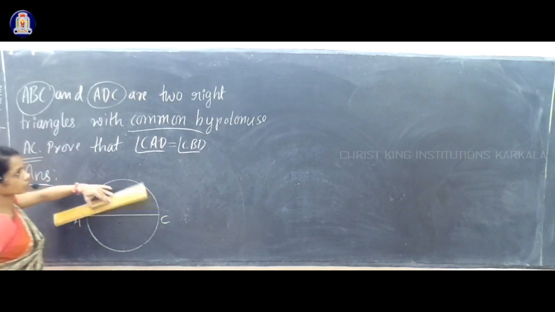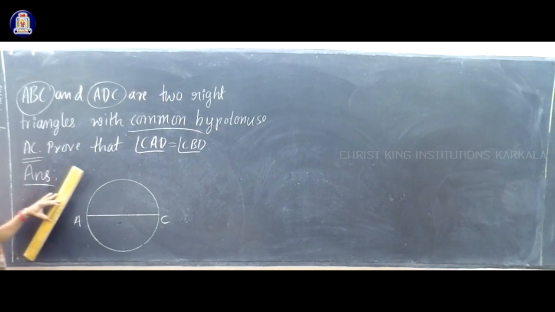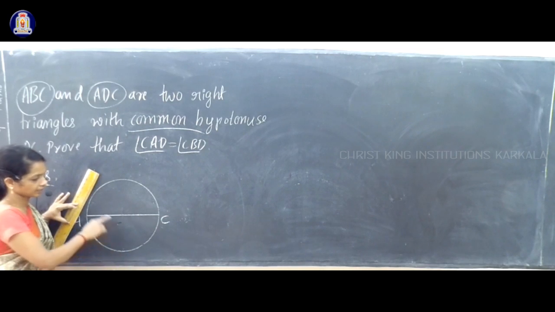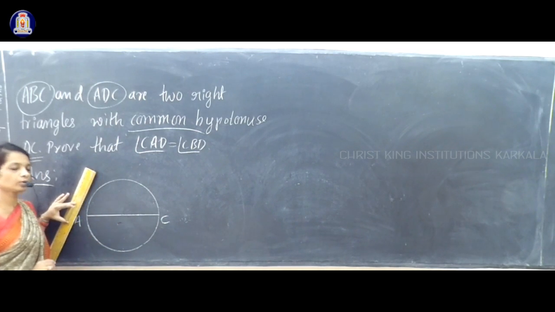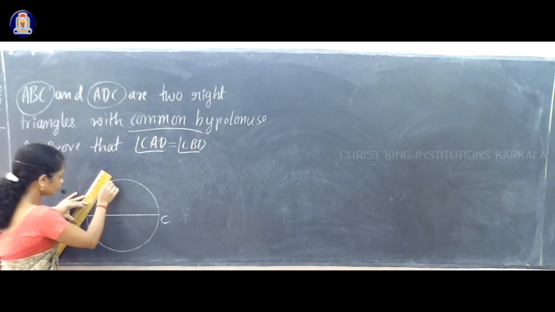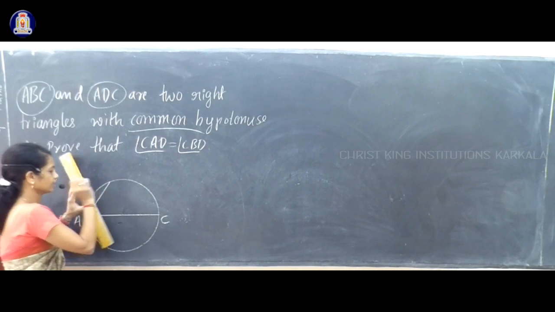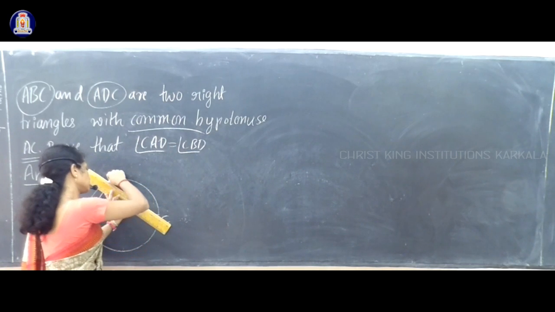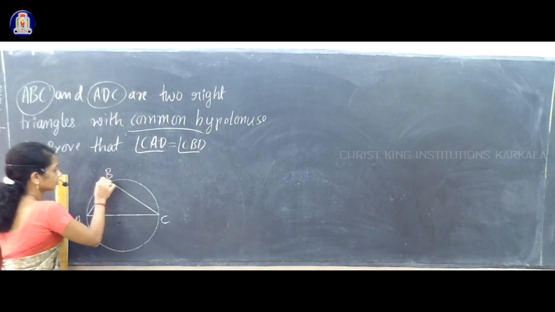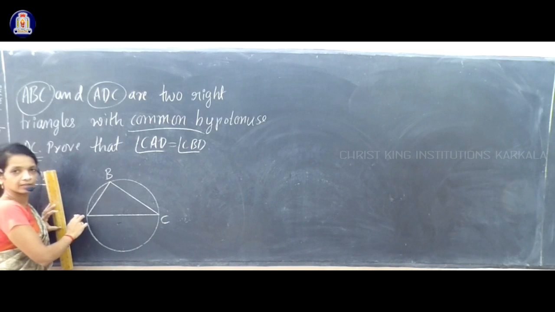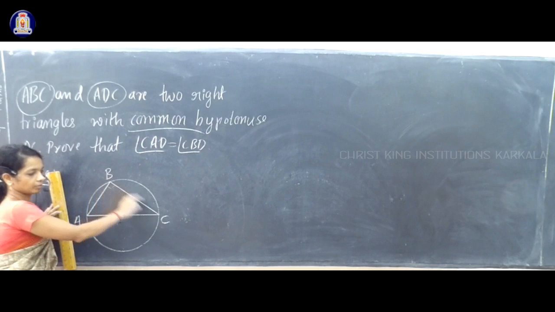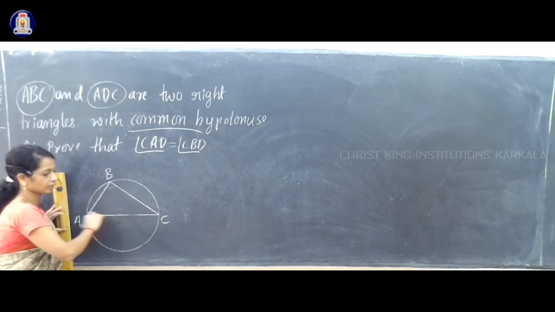Now this is the common hypotenuse of two right angle triangles. Why? Because we know that angle in the semicircle is 90 degrees. So easily we can draw two right angled triangles with the common hypotenuse AC. Now I will draw two right angled triangles. First one is ABC. AC is already there, so take this as B. Since angle in the semicircle is 90 degrees, this will be 90 degrees. So ABC is a right angle triangle with hypotenuse AC.